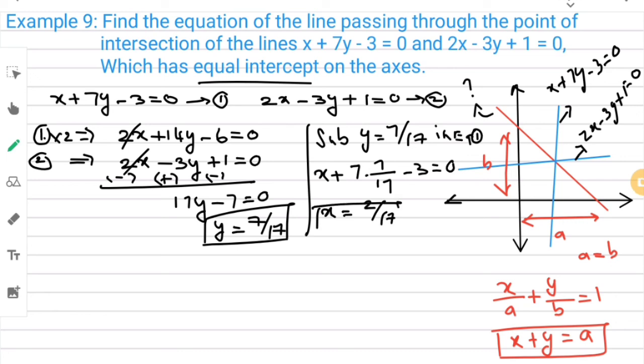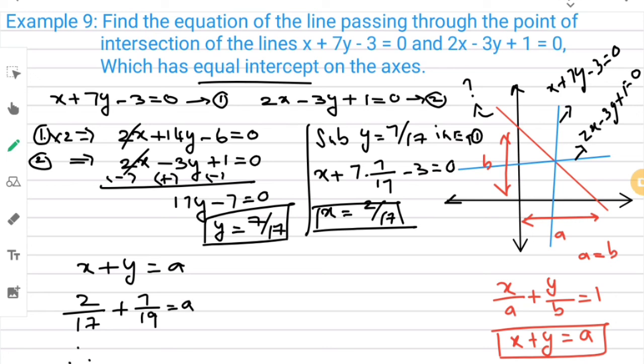Now you have the x value and y value. I'm going to substitute over here. We know that x plus y is equal to a. x is 2 by 17 and y is 7 by 17 is equal to a. Therefore, a is equal to 9 by 17. I got the value of a as 9 by 17.